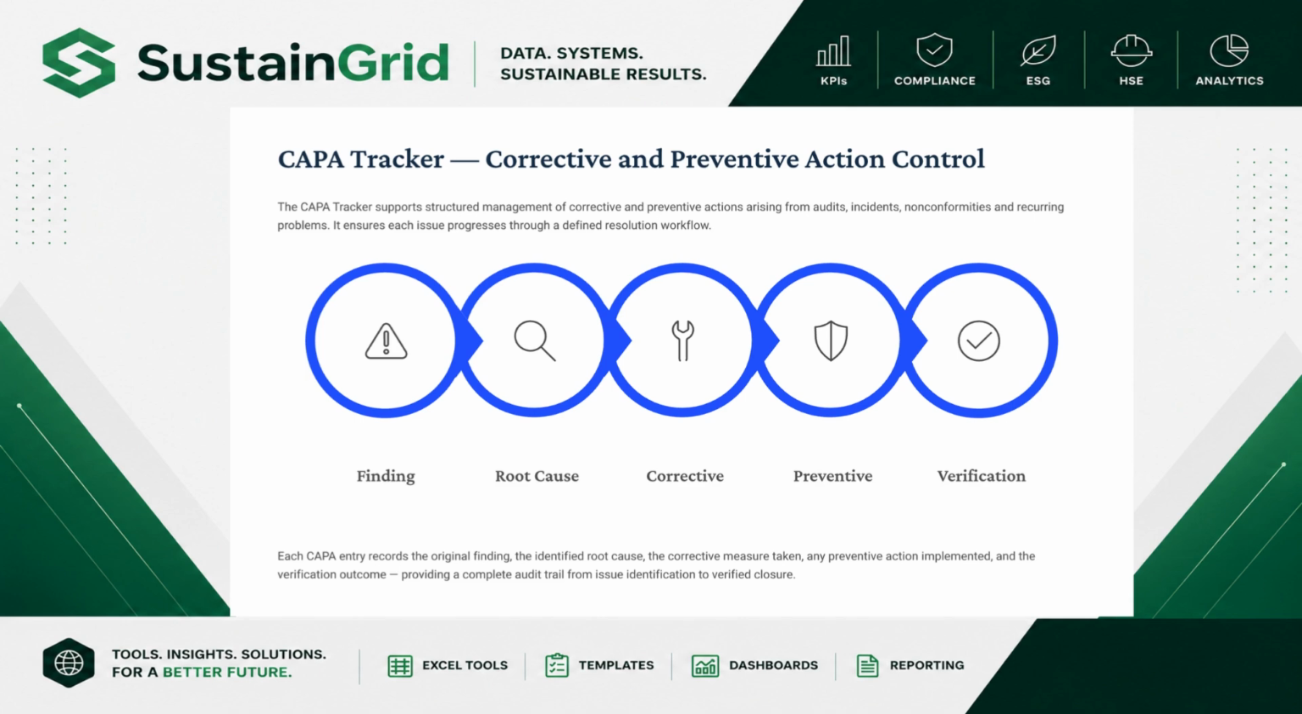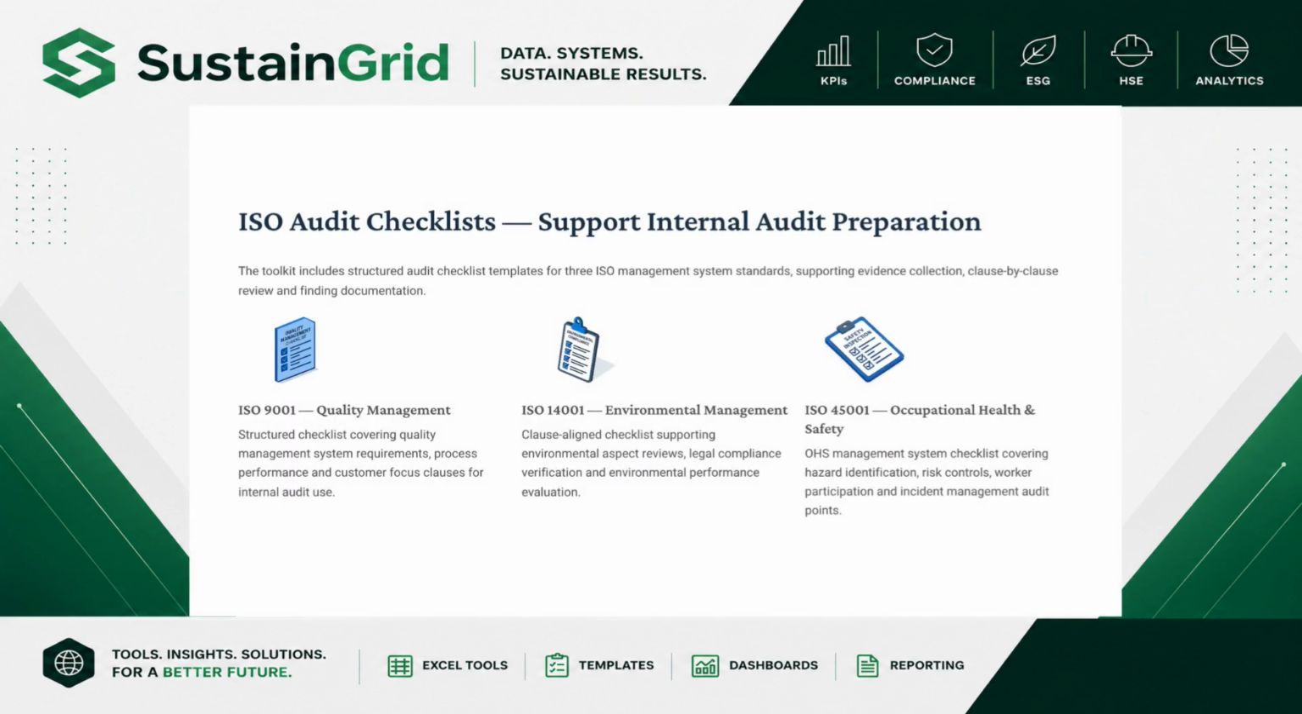The toolkit also includes structured audit checklist templates for ISO 9001, ISO 14001, and ISO 45001. These checklists can support internal audit preparation, evidence collection, and finding documentation. The ISO 9001 checklist focuses on quality management system topics. The ISO 14001 checklist supports environmental management reviews. And the ISO 45001 checklist supports occupational health and safety management system audits.